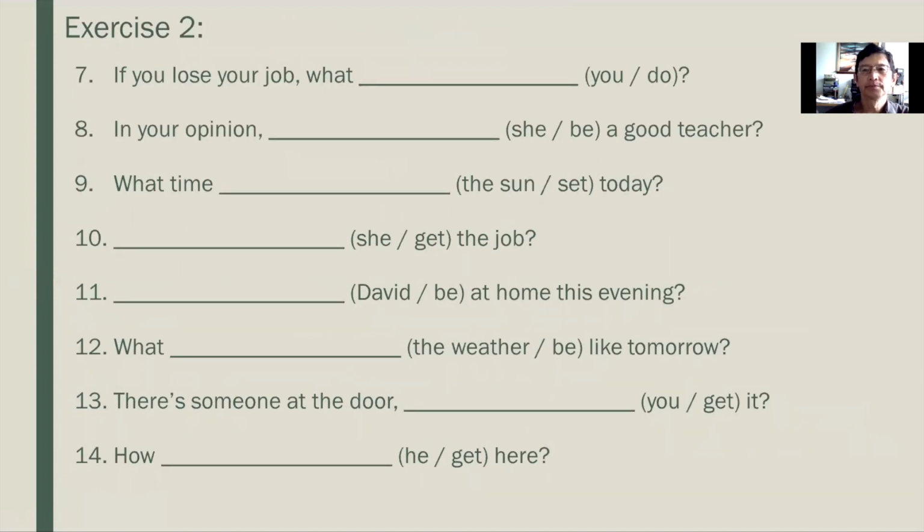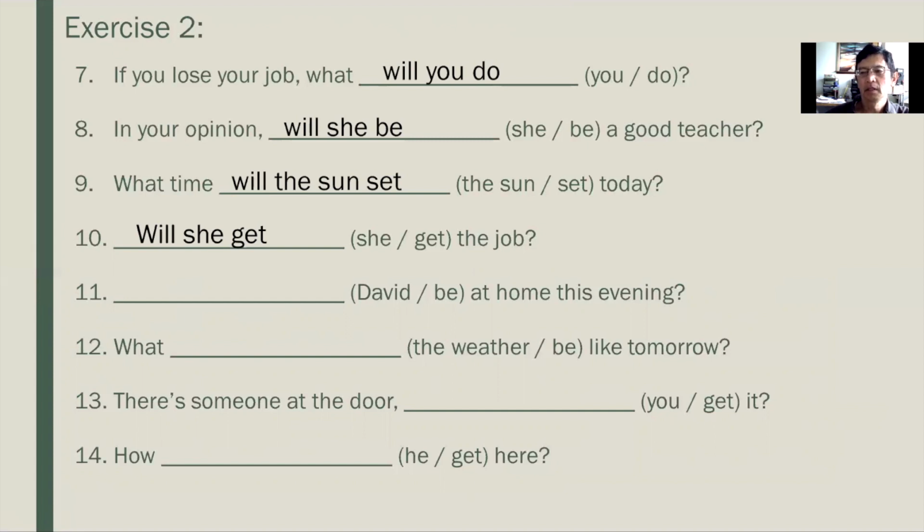Let's try exercise 2. Again, these are simple future tense sentences. Can you complete these? If you lose your job, what will you do? In your opinion, will she be a good teacher? Number 9, what time will the sun set today? Number 10, will she get the job? Will David be at home this evening? What will the weather be like tomorrow?